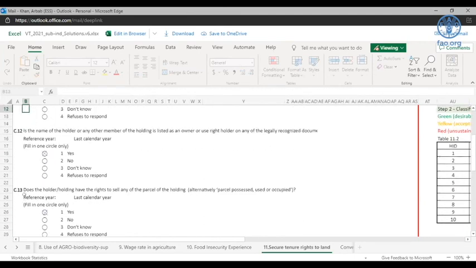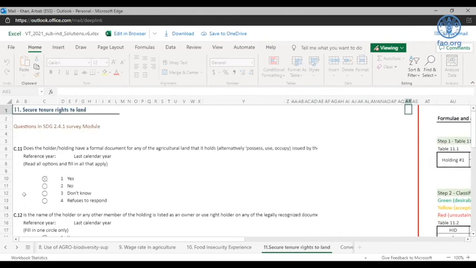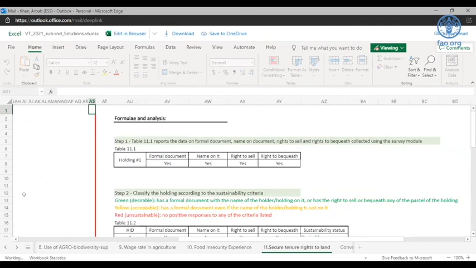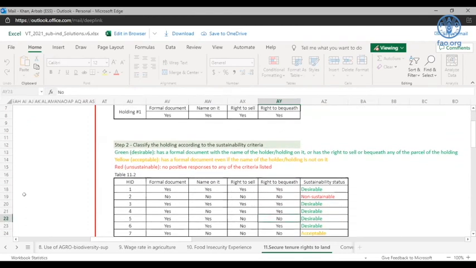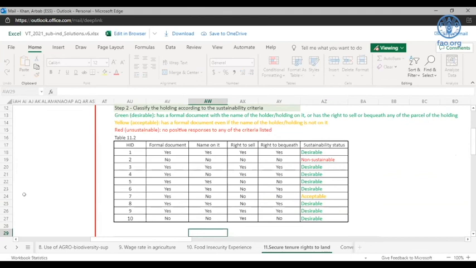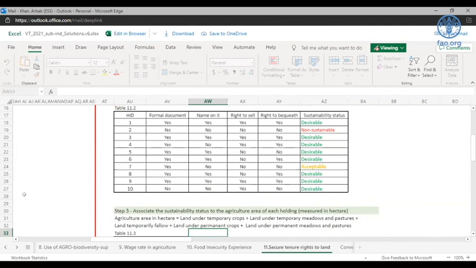Based on these responses, we then analyze the data using the logic given here. Holding one has a formal document, the name is on it, the right to sell, the right to bequeath, and so on. So this holding is desirable. Holding two doesn't have a formal document with a name, hence it's unsustainable. Holding three has access to a formal document, but the name of the person is not on it. Even that is considered some kind of security of land tenure rights, hence it is acceptable.